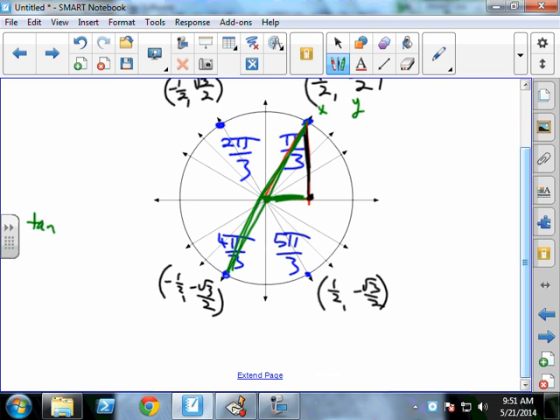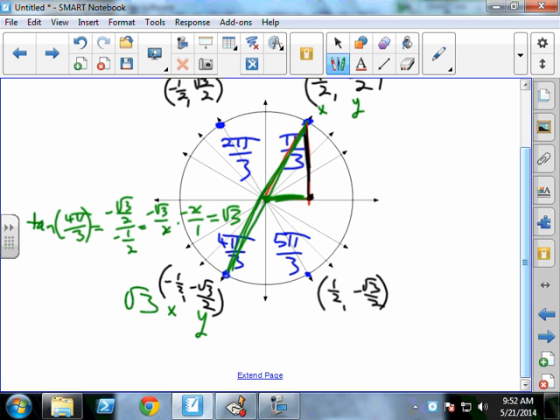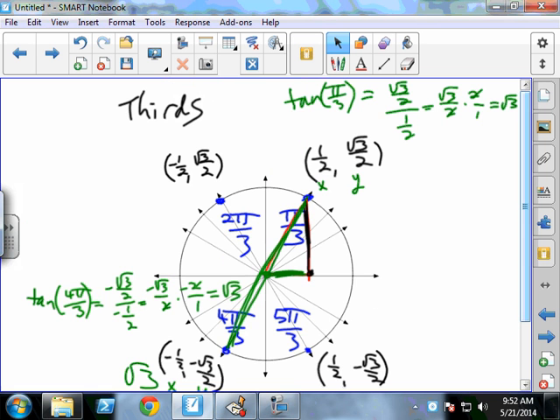The tangent at 4 pi over 3. Y over x. Negative rad 3 over 2 divided by negative 1/2. It's negative rad 3 over 2 times negative 2 over 1. The 2's cancel. The negatives cancel, and it's rad 3. Hey, it was rad 3 up there. It's rad 3 down there. Huh. 180 out. It's the same. Yeah, it is. That works every time. Trust me.